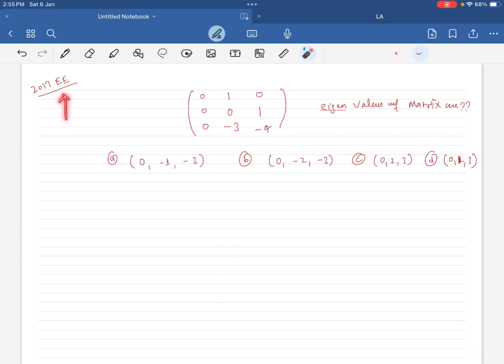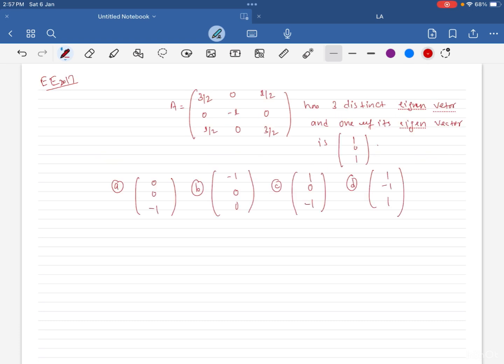This question is from EE 2017. We have been given this matrix, and we have to find the eigenvalues of this matrix. So you can go by the options directly, right? Because it's good to go by options, since we know that the trace of this matrix is minus 4. That means the sum should be minus 4, right? So if you look at this, here the sum is plus 4, here the sum is plus 5, here the sum is minus 5, and here the sum is minus 4. So according to that, the correct answer for this question is option A.